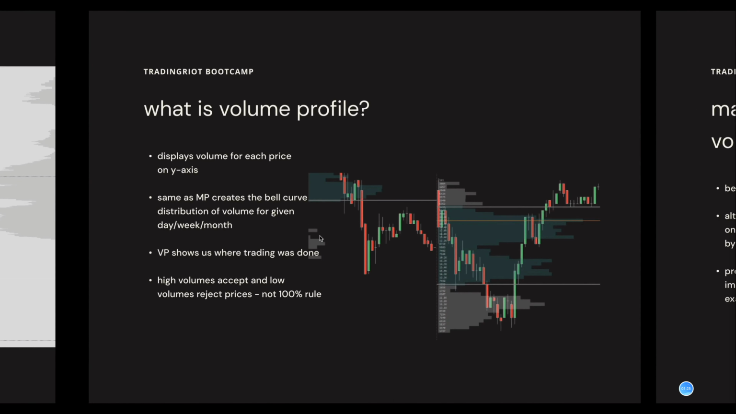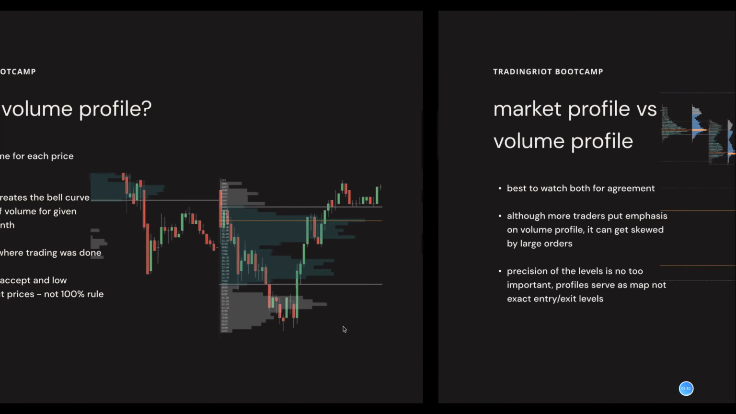So what is the volume profile? The volume profile displays volume for each price on the y-axis. Same as the market profile, it creates the bell curve distribution of volume for a given day, week or month. The volume profile shows us where trading was done, and high volume accepts and low volume rejects prices. Although this is not always true, it's one of the rules you should be following.